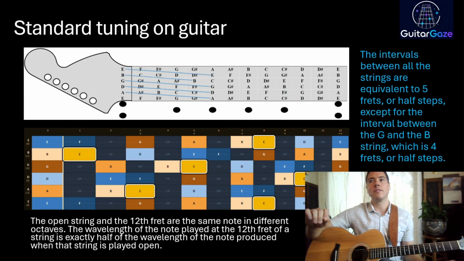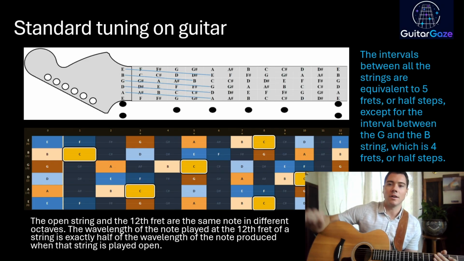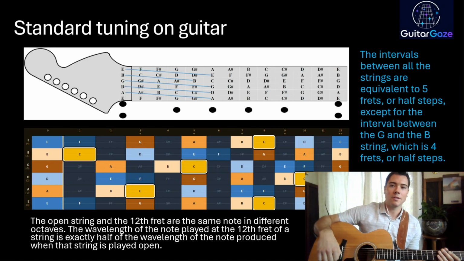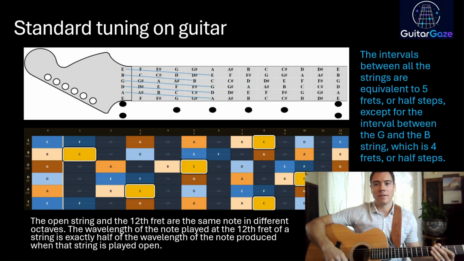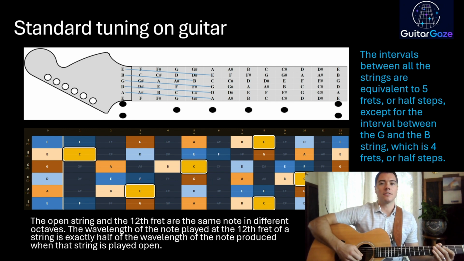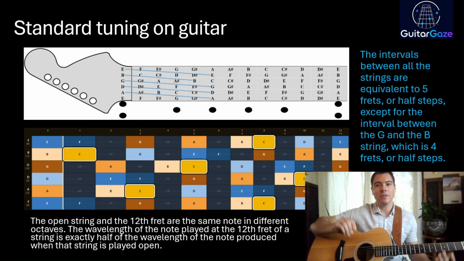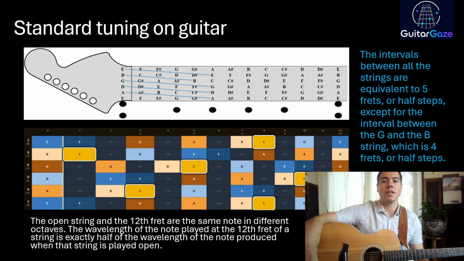So, some quick notes on the fretboard. Here is standard tuning on the guitar. As I mentioned, the entire guitar repeats itself beginning at the 12th fret because of octave equivalence. And in standard tuning on the guitar, the intervals between all the strings are equal to 5 frets, except for the interval between the G and the B strings, which is equivalent to 4 frets or half steps. You can see that on the image on the top here.